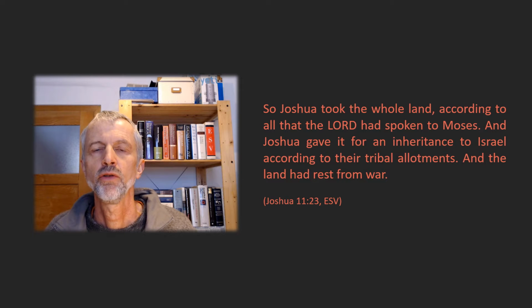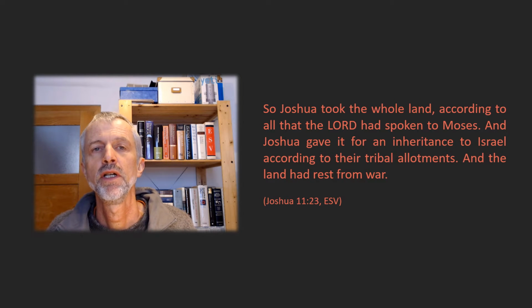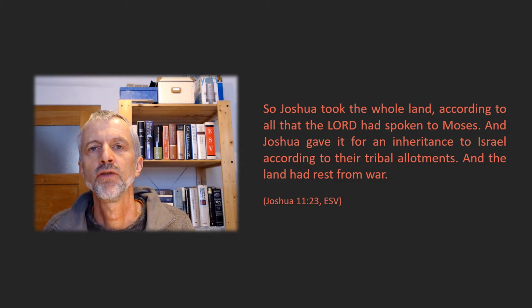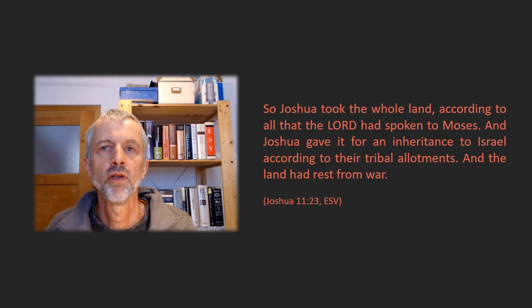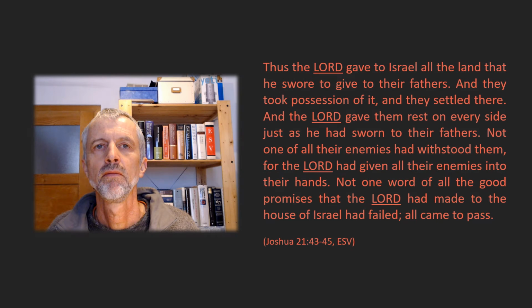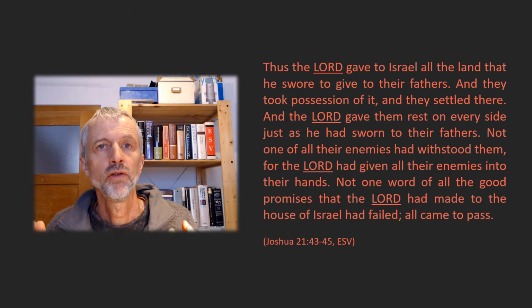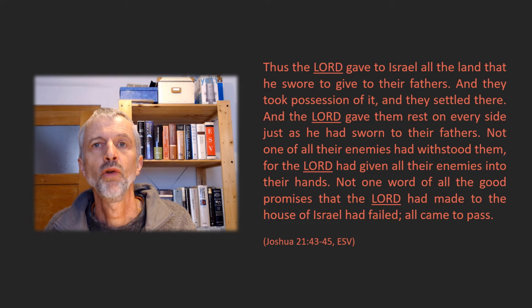So Joshua took the whole land according to all that the Lord had spoken to Moses, and Joshua gave it for an inheritance to Israel according to their tribal allotments. And the land had rest from war. But now notice how this is explained differently in chapter 21. Thus the Lord gave to Israel all the land that he swore to give to their fathers, and they took possession of it, and they settled there. And the Lord gave them rest on every side, just as he had sworn to their fathers.